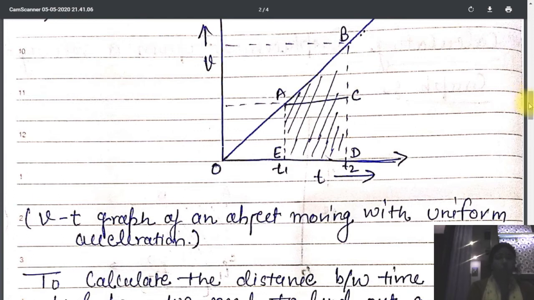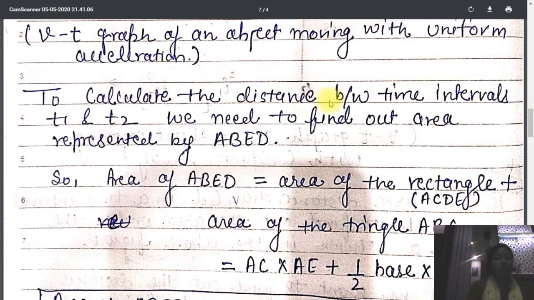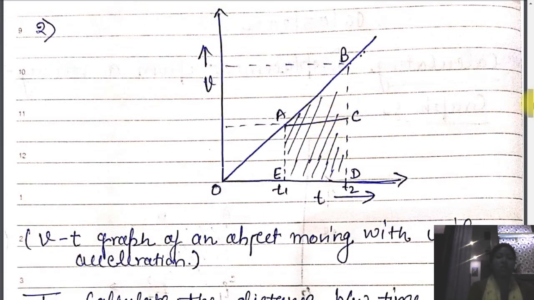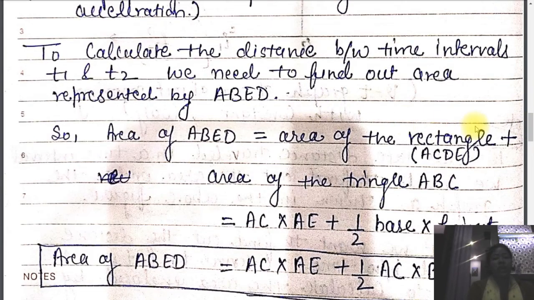Done? So, in the second case, what will we do to calculate the distance between the time interval t1 and t2? We need to find the area represented by ABED. We can divide this area into two portions, one is the triangle and another one is the rectangle. So area of the rectangle plus area of the triangle. The area of the rectangle, as we know, is length into breadth. So accordingly from the graph we can write down this value, plus the area of the right angle triangle. We have the formula for that, 1 by 2 base into height.